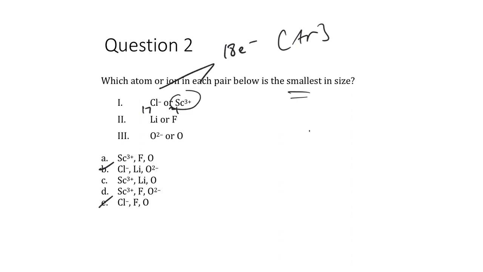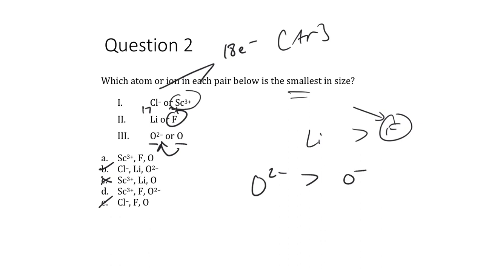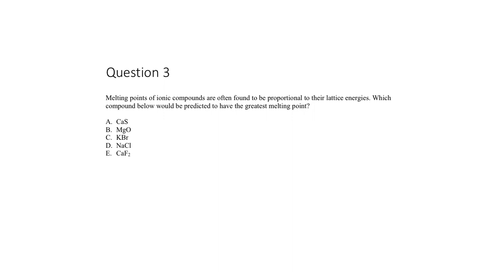And then Li versus F. Li is bigger than F, since size decreases left to right, so fluorine is smaller. And then O2- versus O: add electrons to an atom and you make the anion bigger. O2- is bigger than O-, which would be bigger than O, so O is the smallest, smaller compared to oxide. So just O. Looks like answer A.